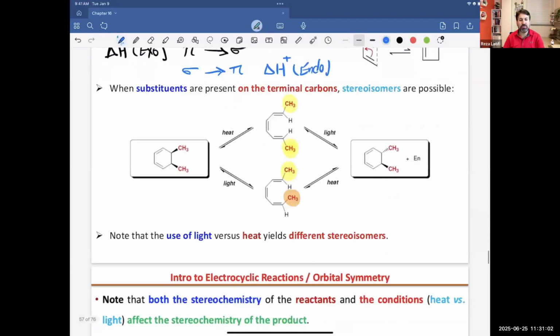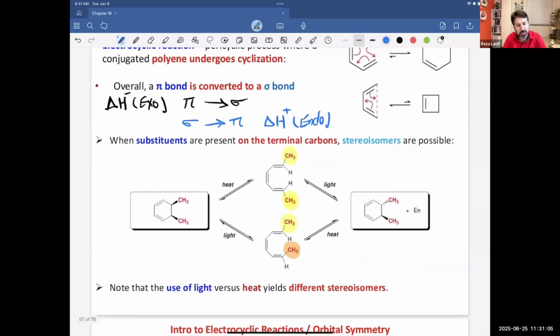Now, I have a molecule, and as you see, it has two pi bonds and two methyl groups that are in the same direction. So I'm going to say those methyls are in a cis configuration relative to each other. And if I apply heat, I can break the sigma bond, and I'm talking about this sigma bond. I can break it and turn it to a pi bond. And now from two, we got three of them.